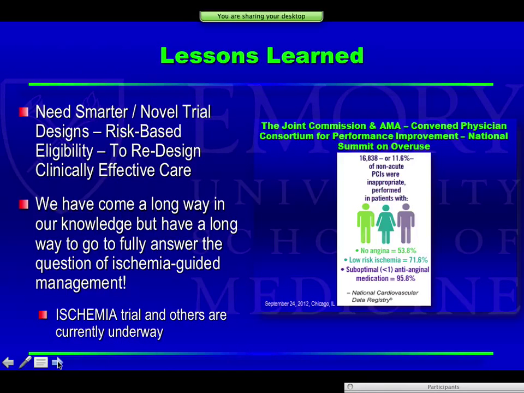And so if you think about the lessons that we've learned, I certainly have learned a lot of lessons that we need to be smarter in our trial design. We can't just emulate clinical practice. We've got to think about trial designs. We've got to think about whether or not we're enrolling patients that are sufficiently high risk in order for us to redesign clinically effective care. I mean, the goal of a clinical trial is to redesign and to have enhanced effectiveness. I think we've come a long way in terms of my understanding and all of our understanding of ischemia-guided management. I think the ischemia trial is a critical component for seeing how we can actually identify candidates for elective PCI.